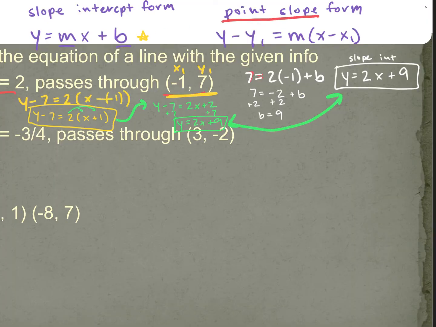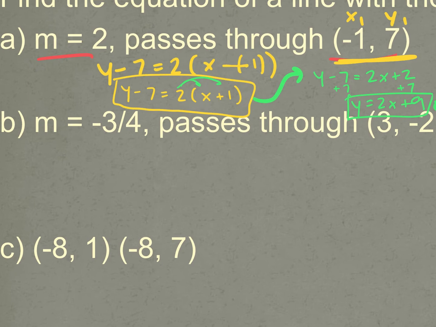All right, B, we're doing the same thing. It gave us the slope and a point. So let's start with point-slope form because we're just going to need to plug those in. So what would point-slope form be? What's our answer here?